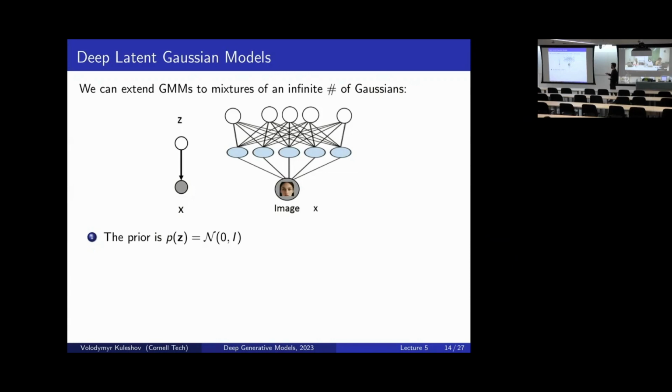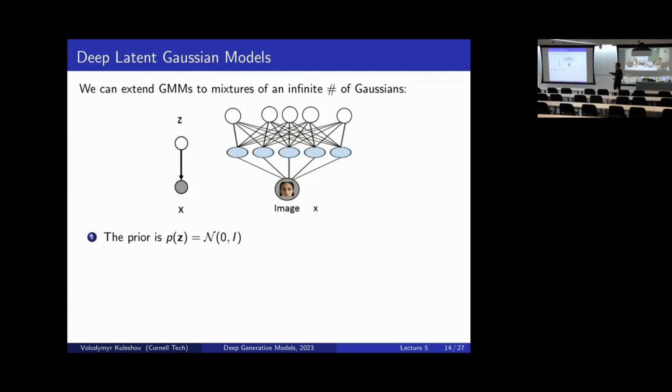A Gaussian mixture model is a mixture of a finite number of Gaussians. There's 3 Gaussians, 5 Gaussians. What if we extended it to have an infinite number of Gaussians? Can we do this? In some sense, yes, we can. And this is what the following model does, which I'm going to call a deep latent Gaussian model. But this is also the model that's used within the variational autoencoder algorithm, which we're going to be deriving over the next few lectures.